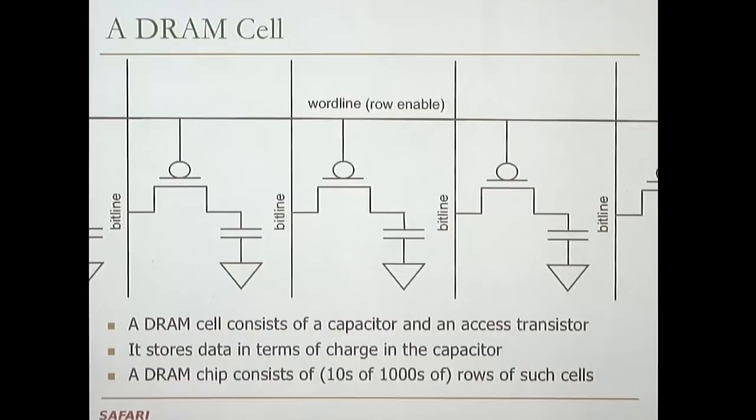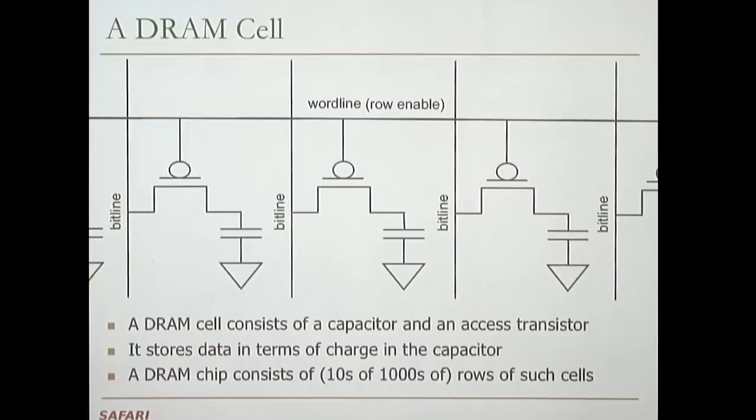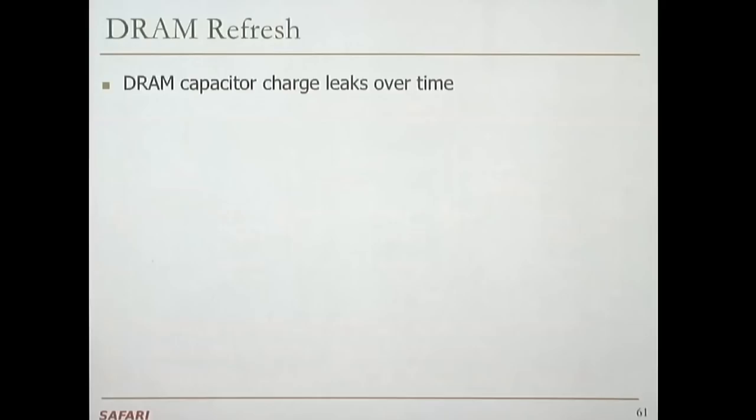A row is enabled by this word line. It's also called row enable. And you read many, many of these at the same time. And we're going to go into more detail of this architecture because this is changing a lot today, and it's an important part of the system. But we'll talk about that later in the course.